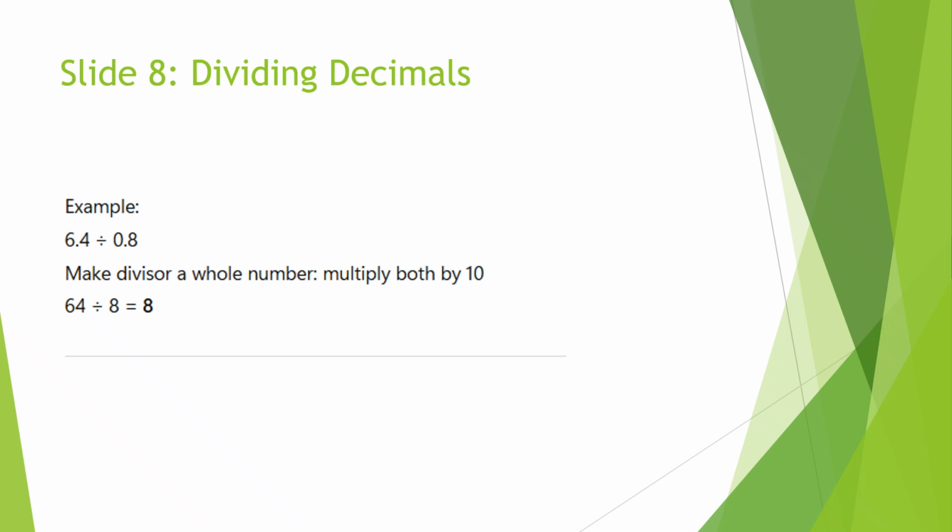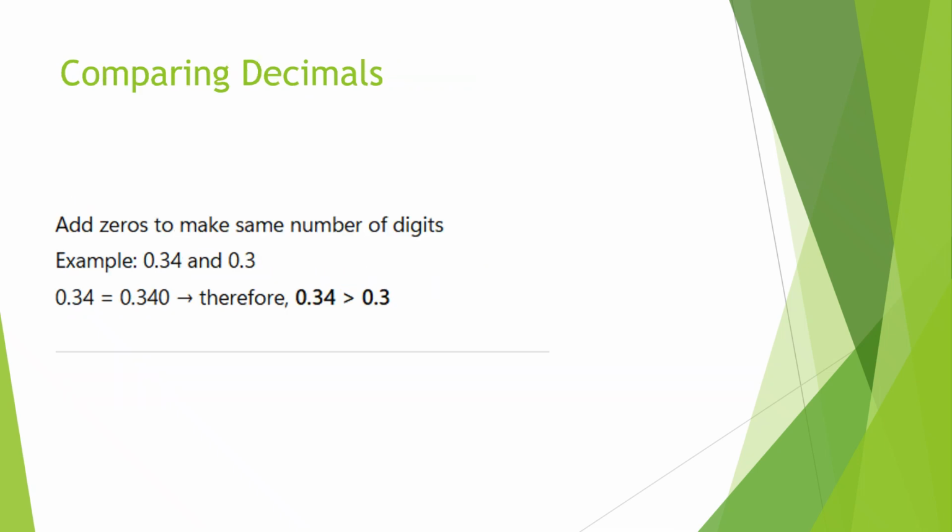Next, dividing decimals. Example, 6.4 divided by 0.8. Make the divisor a whole number. First, take the divisor with its decimal point, and make it a whole number. Multiply both by 10. Then it is 64 and 8. 64 divided by 8 equals 8, since 8 eights are 64.